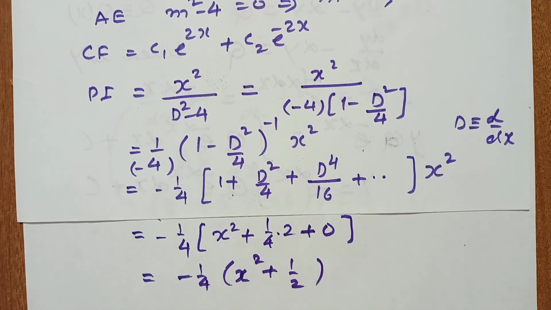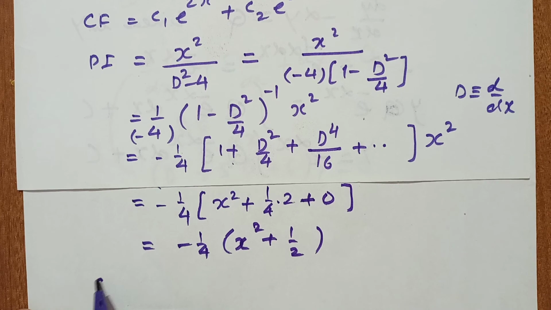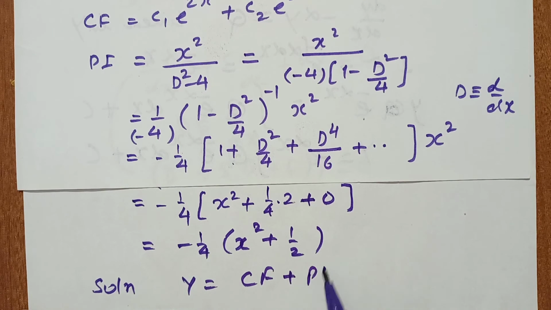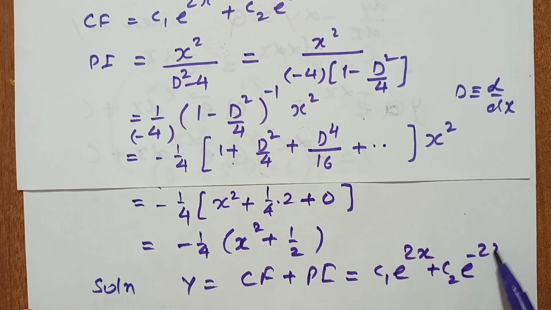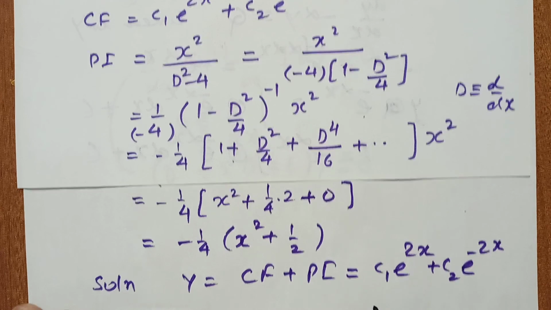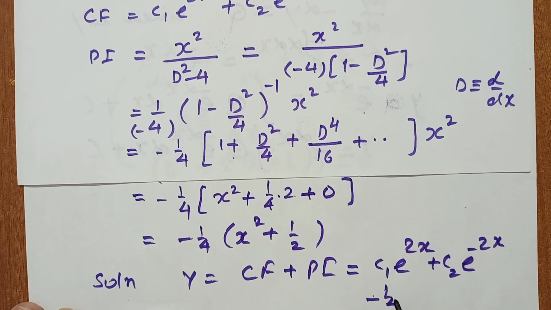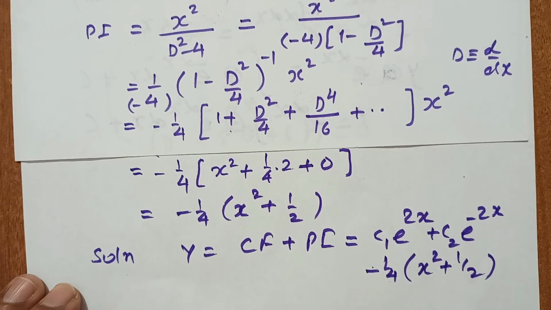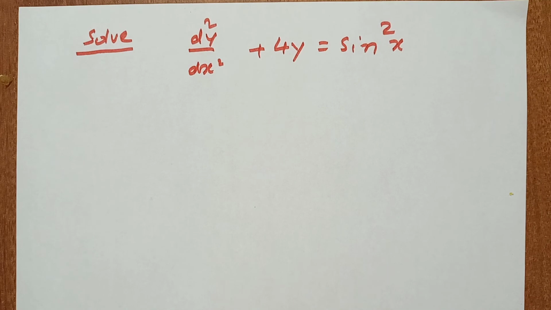So now the solution. What is the solution? So the solution is y is equal to CF plus PI. Okay, so what is CF? C1 e to the power 2x plus C2 e to the power minus 2x, but plus PI means minus 1 by 4 x square plus 1 by 2. So this is the solution.